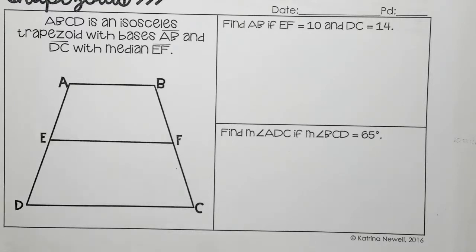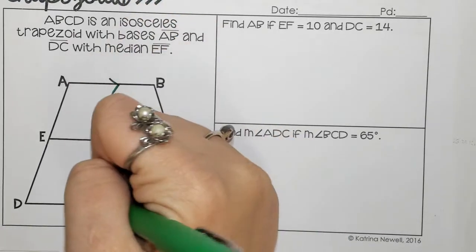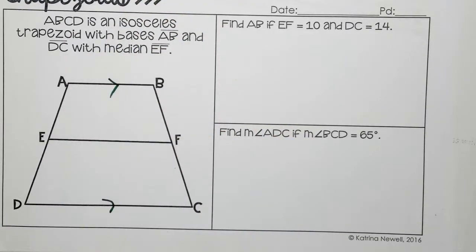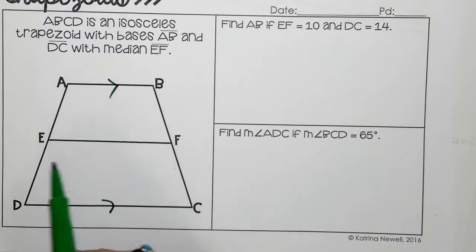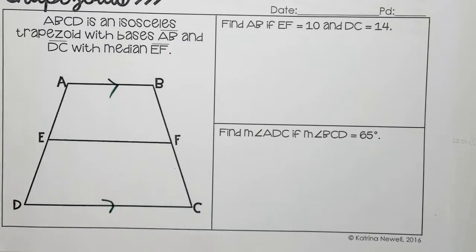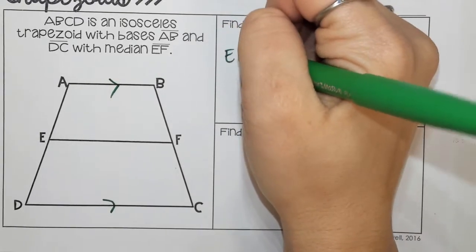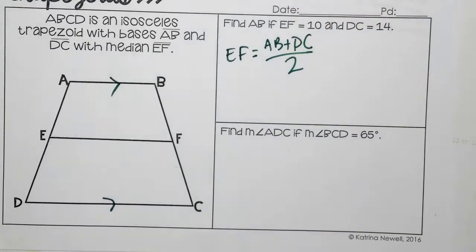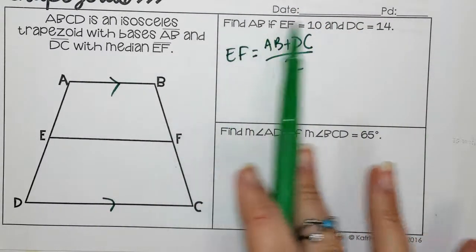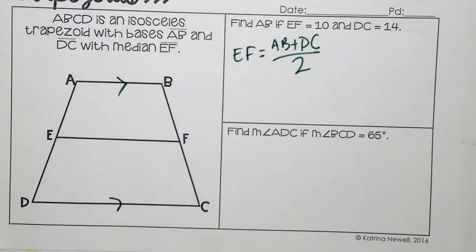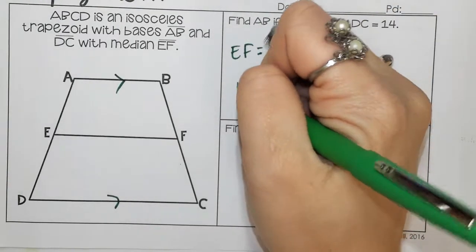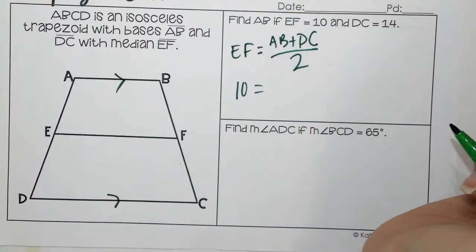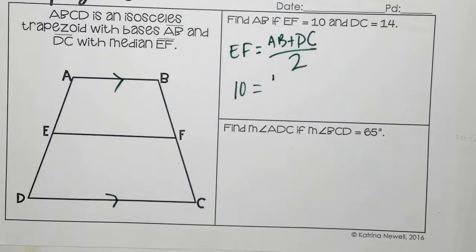What do we know about AB and DC? No, they are not congruent. Parallel. Now, this is our median, or our mid-segment. And we know that to find mid-segment EF, we have to add AB and DC together and divide it by 2. Now, what information does it give us here? Alright, so we have 10 equals, what? Tell me what's right now.